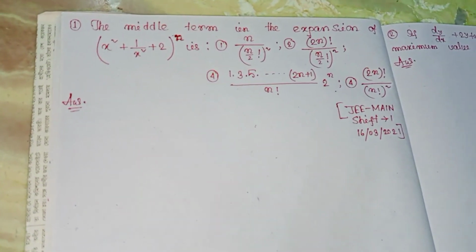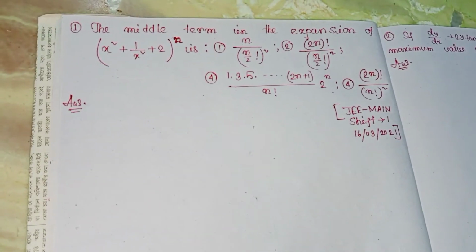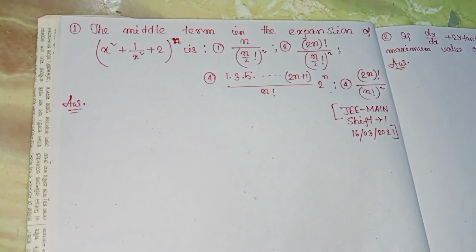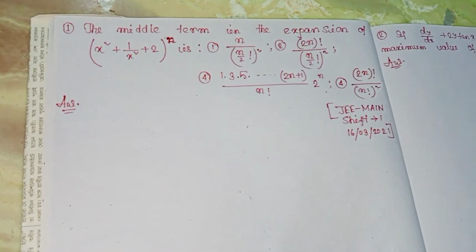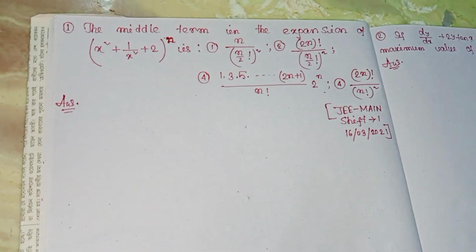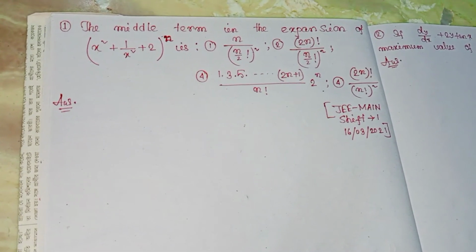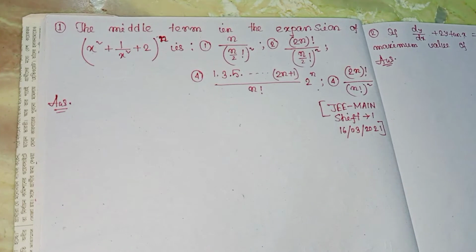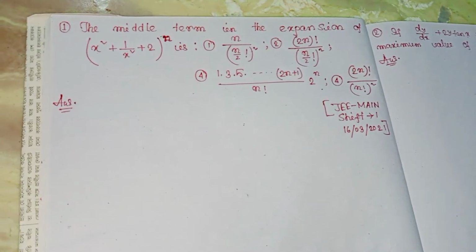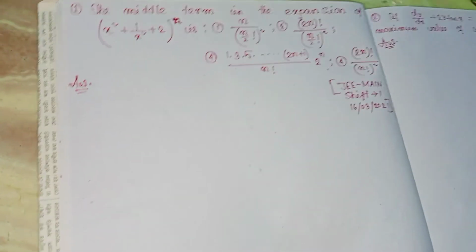Today we solve JEE Main Shift 1, 16th March 2021 question. Question number 1: the middle term in the expansion of (x² + 1/x² + 2)^n is equal to, 4 options are given. So this is the question in the topic of binomial expansion.